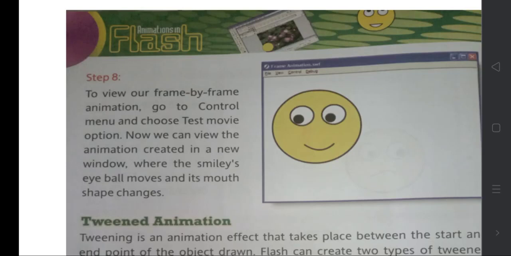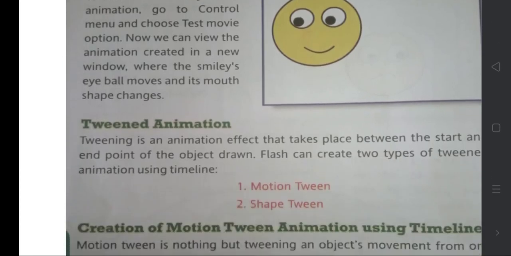In this lesson, at least 2 or 3 times we will create some projects, and each and every time to see a project result we will use this Test Movie option only, which is available in the Control menu. So Control menu, Test Movie. This will give us the end result of a project. How a project has come out we can see here.